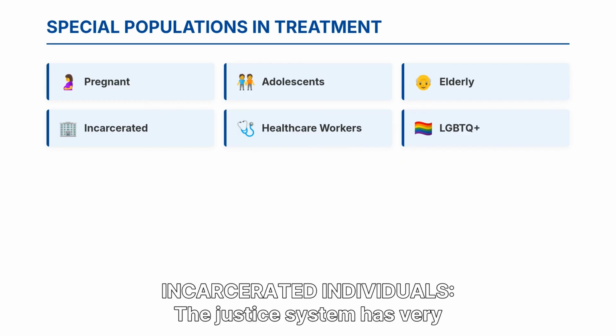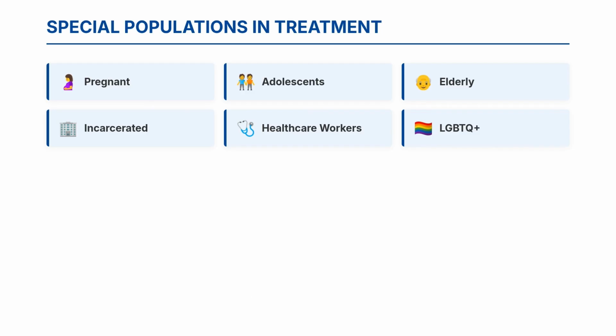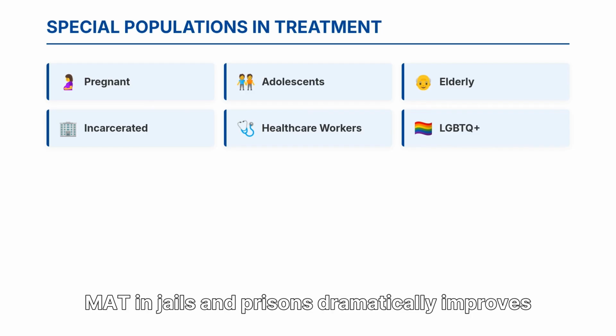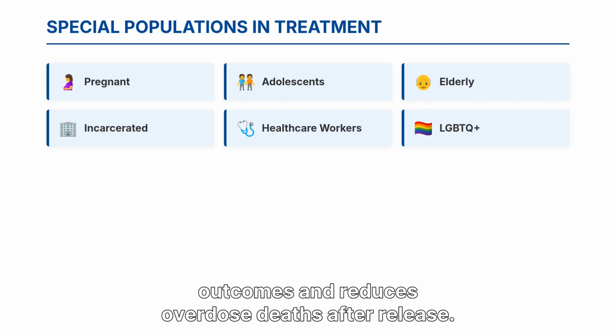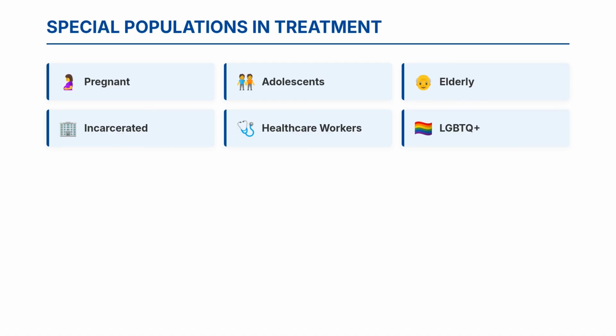Incarcerated individuals. The justice system has very high rates of substance use disorder. MAT in jails and prisons dramatically improves outcomes and reduces overdose deaths after release. Re-entry planning is essential. Connect to treatment and support before release.